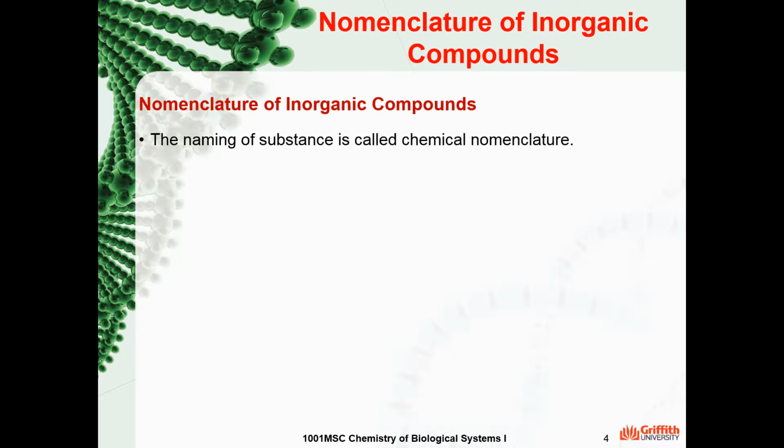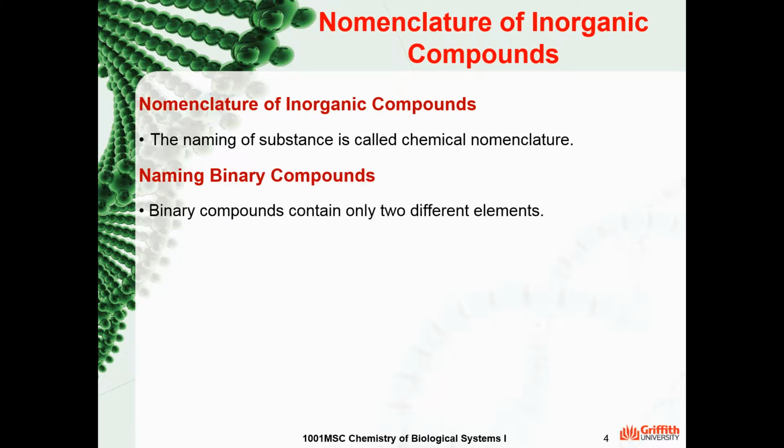The term nomenclature means that you need to learn how to name compounds when given the chemical formula and how to write the chemical formula from the compound name. First, we'll learn how to name binary compounds. The term binary compound means a compound made up of only two elements.